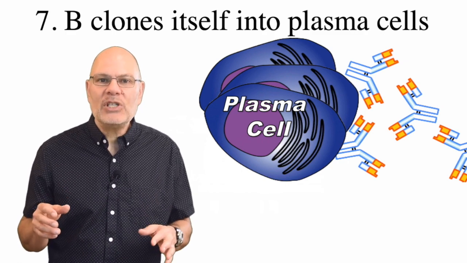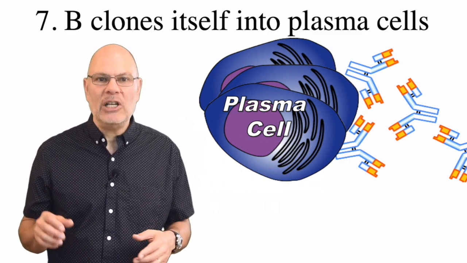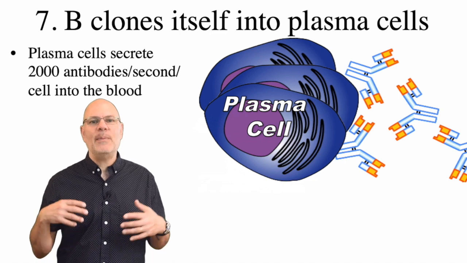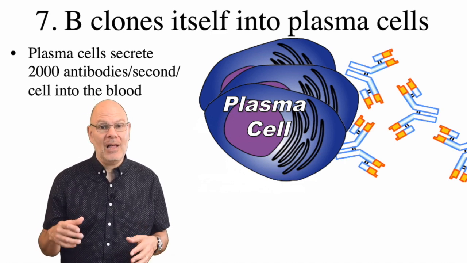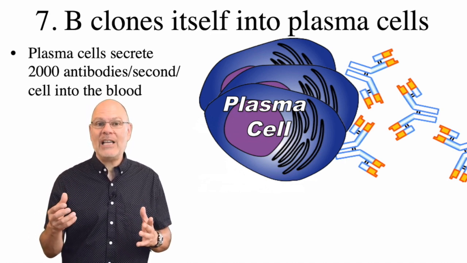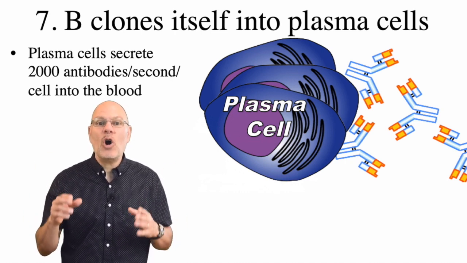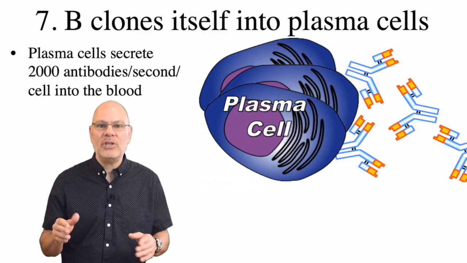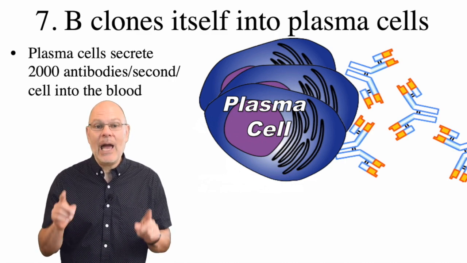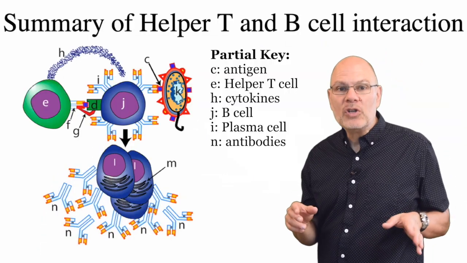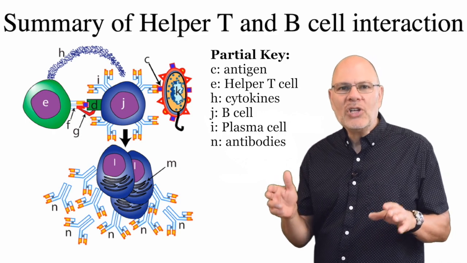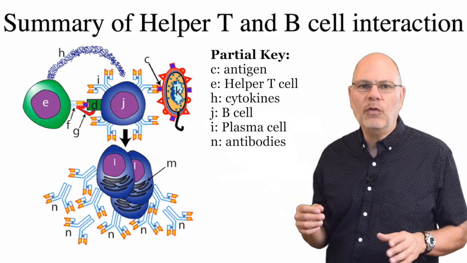And these plasma cells churn out antibodies. 2,000 antibodies per second per cell. And you have millions of plasma cells doing it. There's an entire clone. So these antibodies are potent weapons against pathogens, and we'll see exactly how in just a minute. But first, let's look at this image, which pulls a lot of this together in cartoon form.